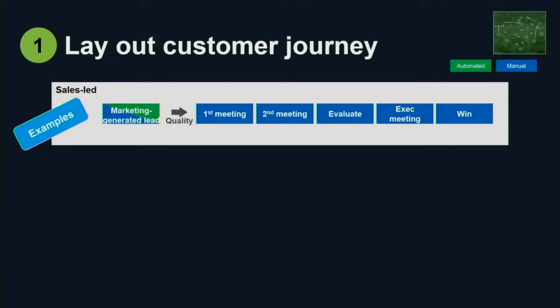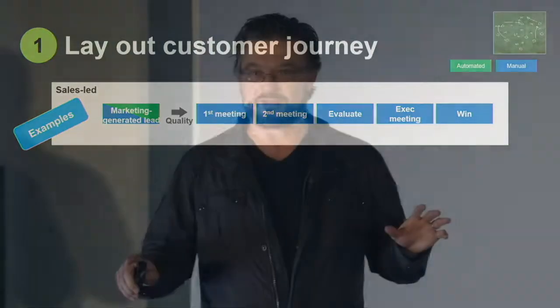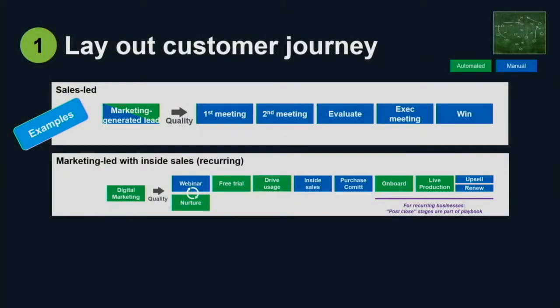So the first step, and this one actually sounds simple, but it's hilarious how hard this can be, is that you got to lay out the customer journey. What are the steps in your sales model? Could be sales-led, could be marketing-led, could be product-led.